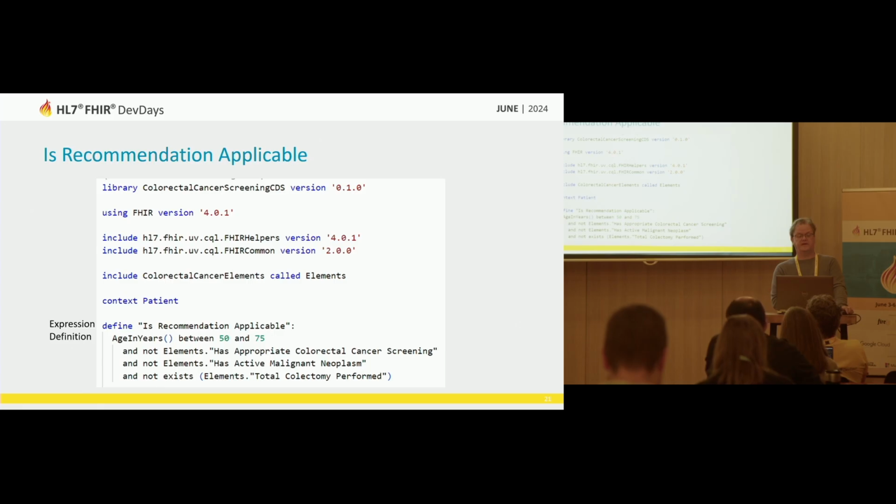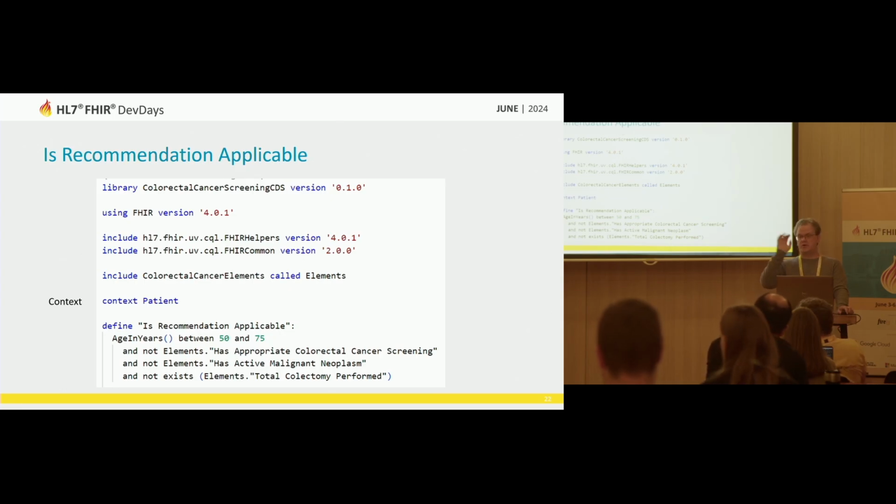Then this is recommendation available actually calls into that elements library. But it does so from the CDS perspective, saying this is how I use these elements when I'm talking about decision support use case. The elements themselves, actually one more thing we want to talk about here in the recommendation applicable, this context. We say context patient.